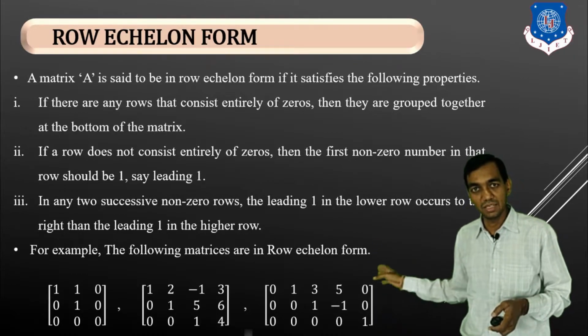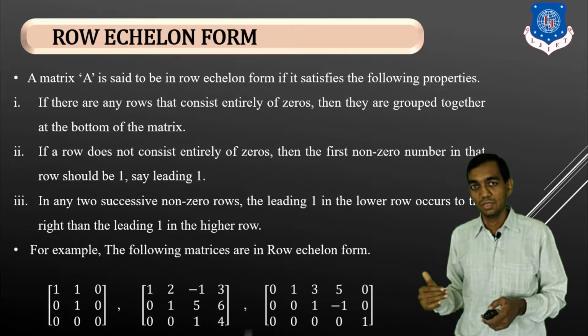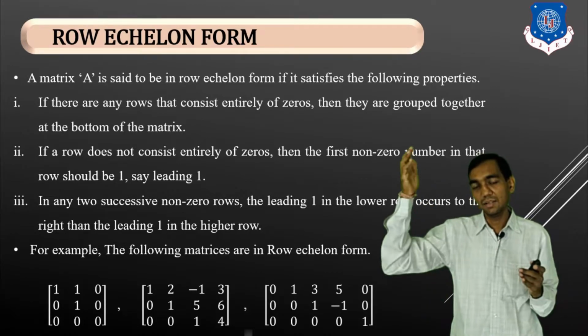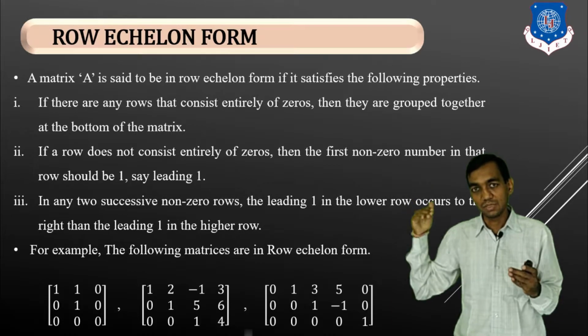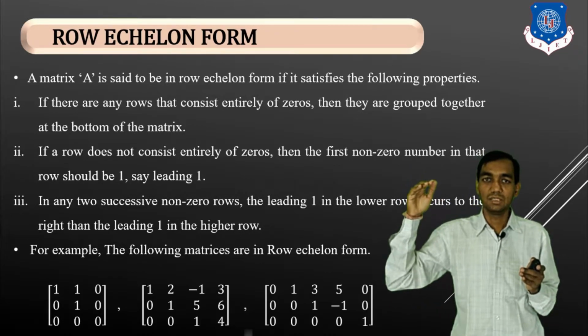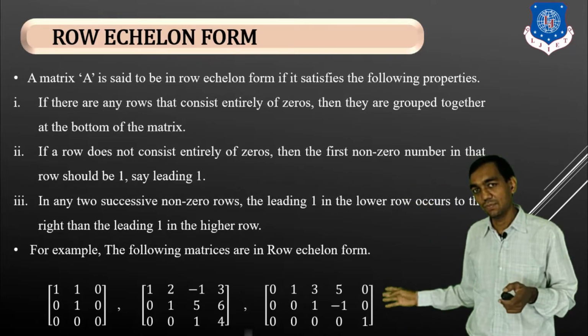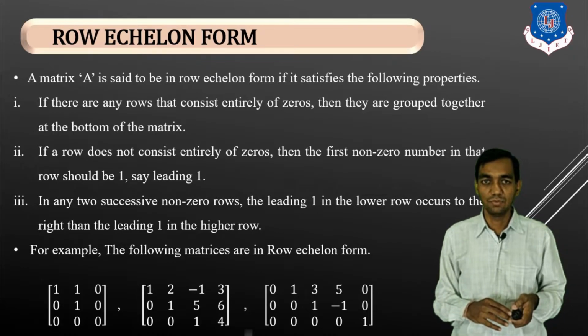The first non-zero element in each row is 1. And the third condition: the leading one in a lower row is further to the right than the leading one in the upper row. The second row has a leading one to the right of the leading one in the first row. So the third condition is also satisfied. Therefore, the first matrix is in row echelon form.